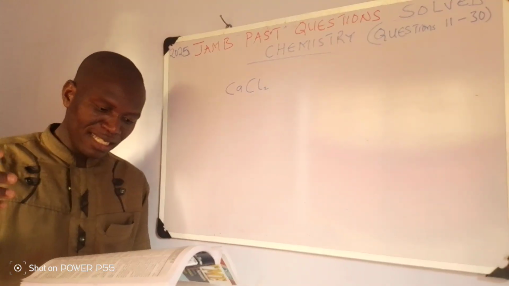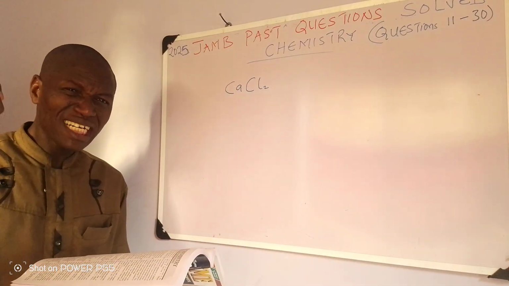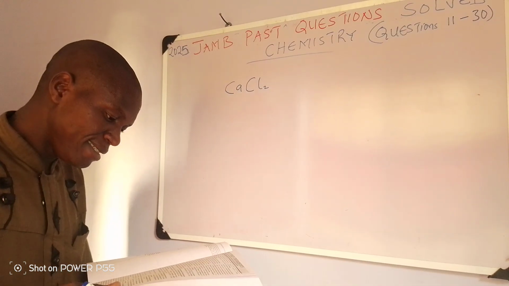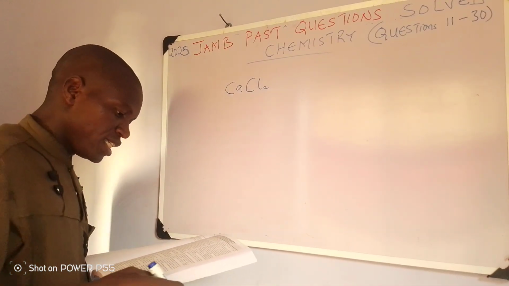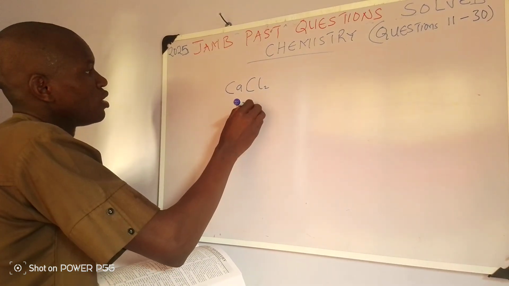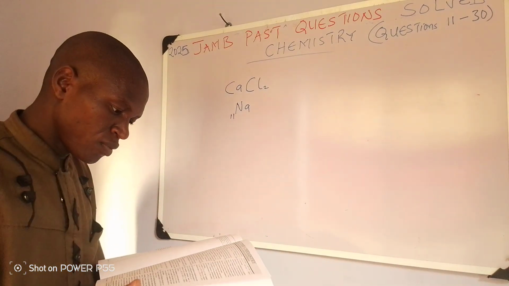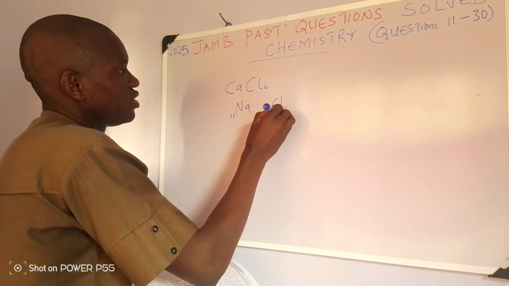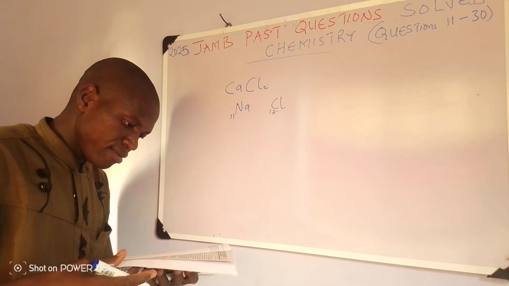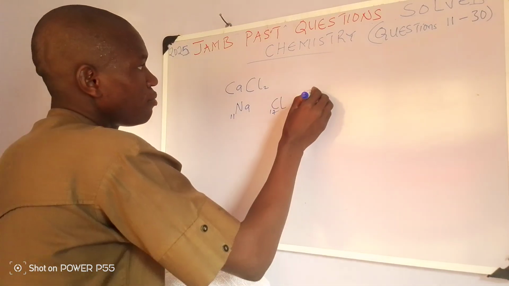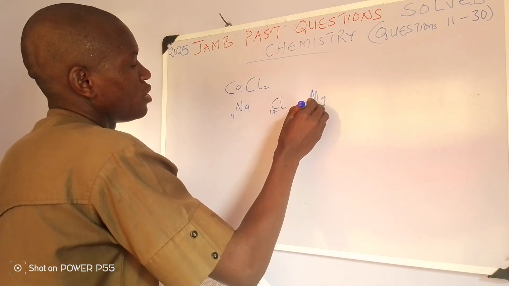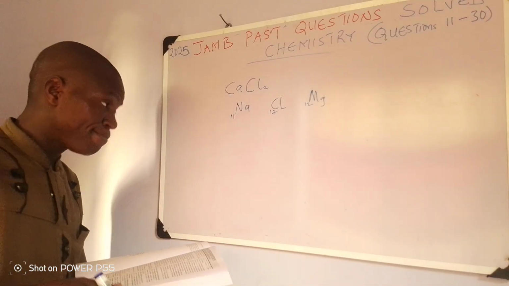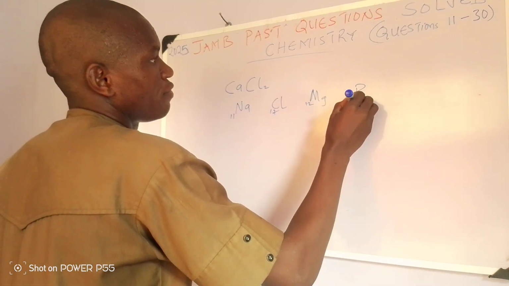Which of the following elements has the smallest atomic radius? They are asking you periodic properties here. So let's see the elements given to us. Here we have sodium, atomic number 11. Do you remember that? Chlorine is 17. What else? Magnesium is 12. And then lastly, phosphorus 15.